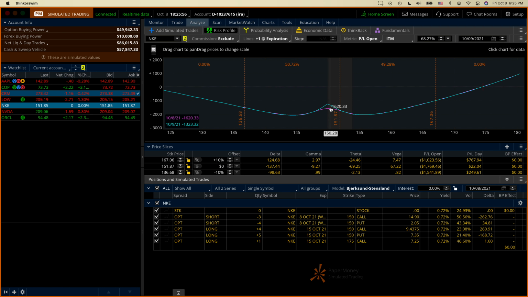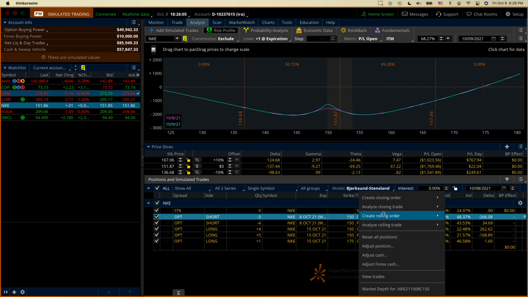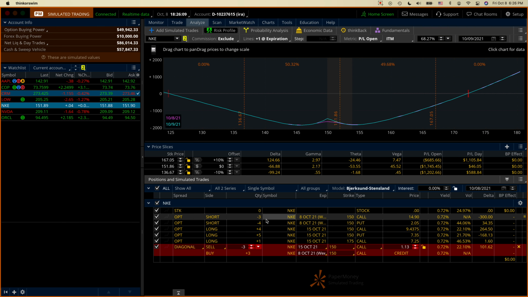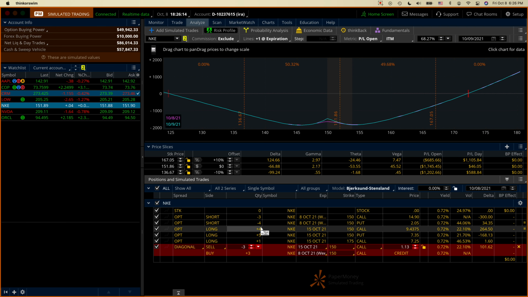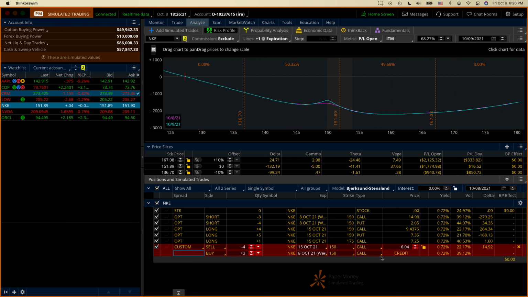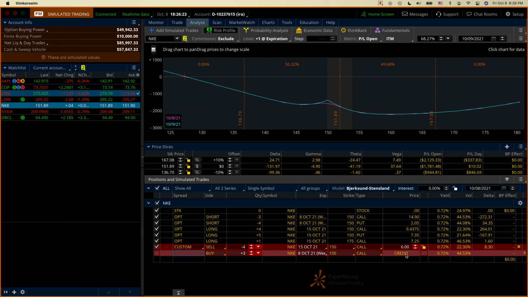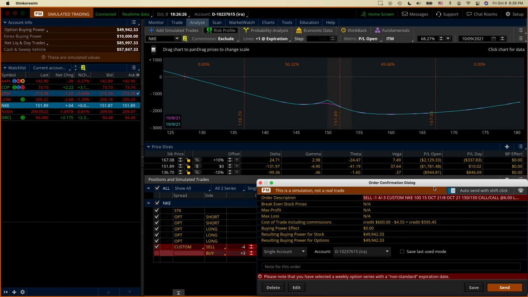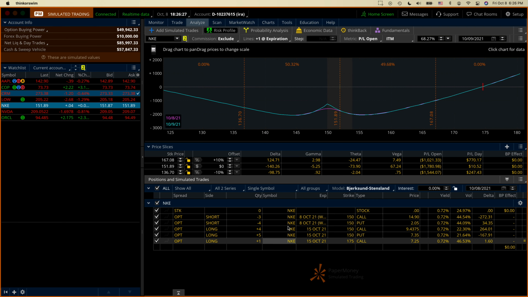Okay, you can see that we are right there, very close to the center, and we are closing the call side first. Okay, let's do that by saying analyze rolling, and yeah, you're buying back the 4 calls, but you're selling 4 calls. So we need to customize that, 4 calls. So let's do the call side first. Then the put side.